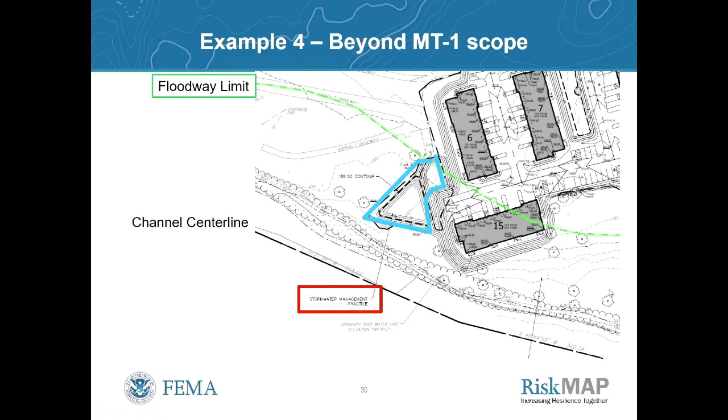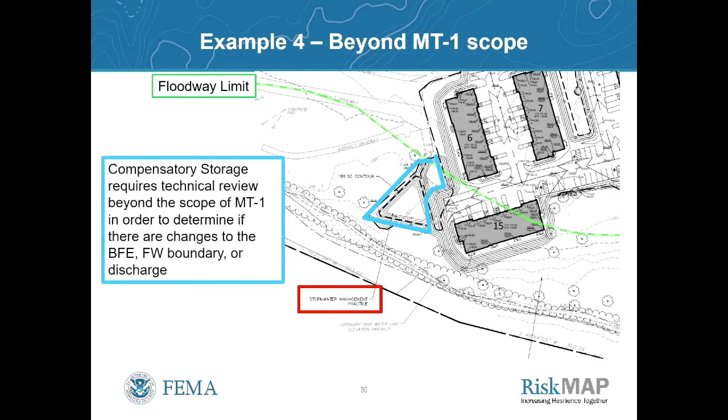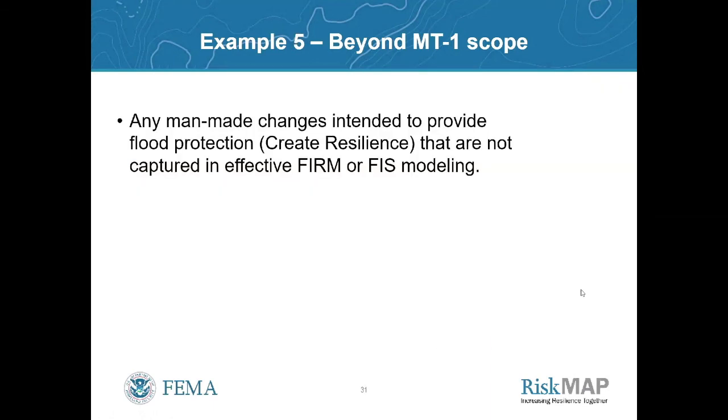You'll see here they're proposing to add storage, compensatory storage, drainage ponds, and they're calling it a stormwater management practice. This is good practice, but it's within a floodway. The encroachment within the floodway proposes that there may be a change, and we cannot evaluate that change under the MT1 process. Compensatory storage requires technical review that's beyond our scope to determine if there are any changes to the BFE or floodway boundary or discharge, no-rise, etc. That requires a technical review that we just cannot conduct under the MT1 review process.